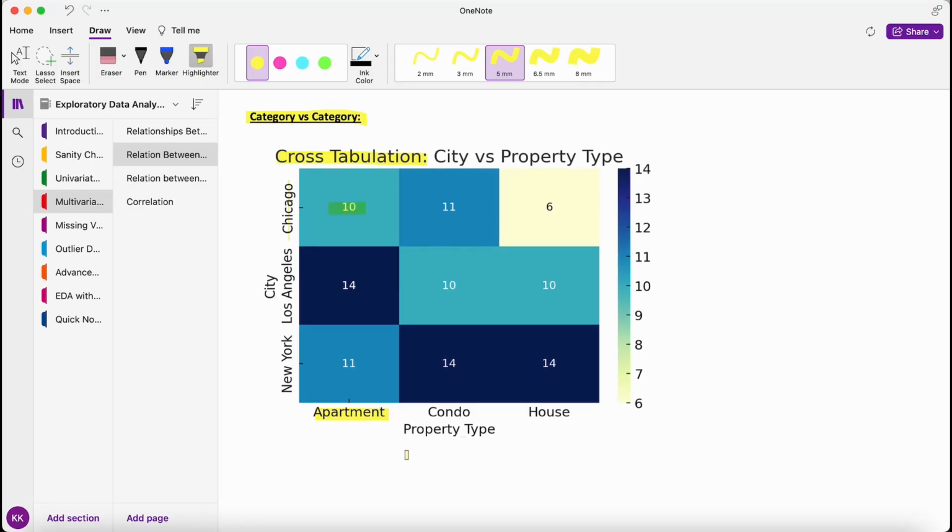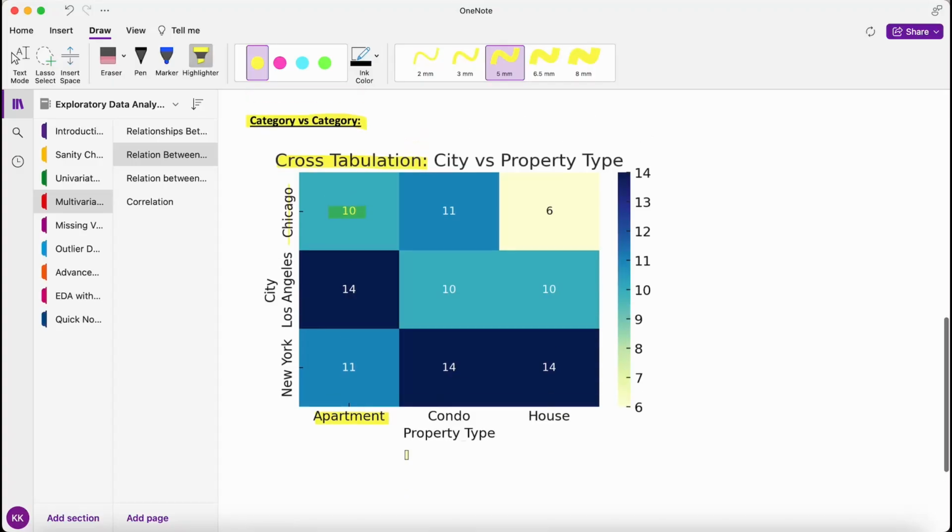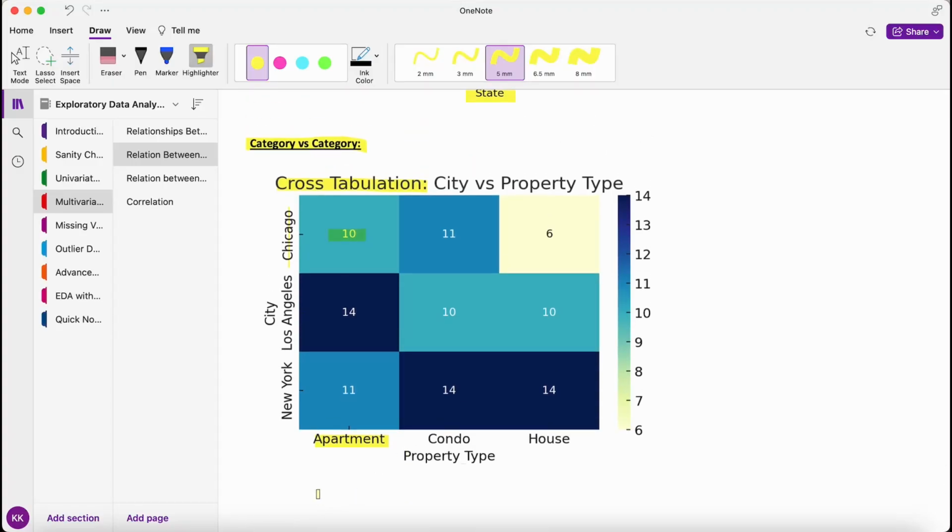Each of these methods, scatter plots, box plots, and cross-tabulation, provides unique insights depending on the type of variables being analyzed. Understanding these relationships is crucial for developing hypotheses, informing statistical tests, and making data-driven decisions.